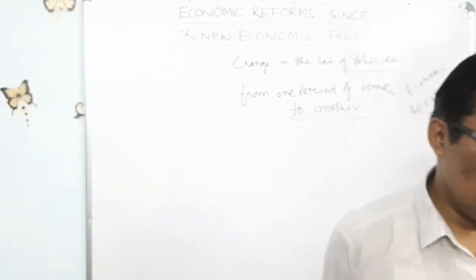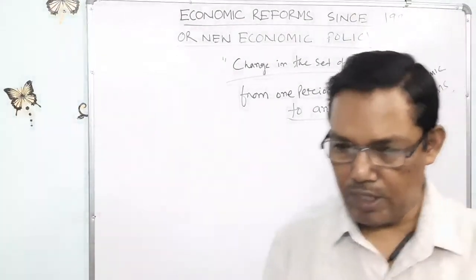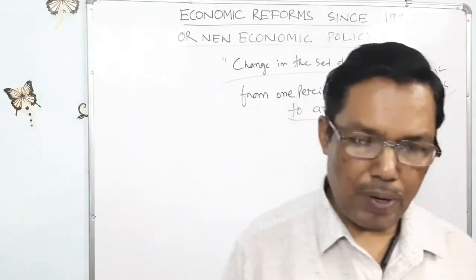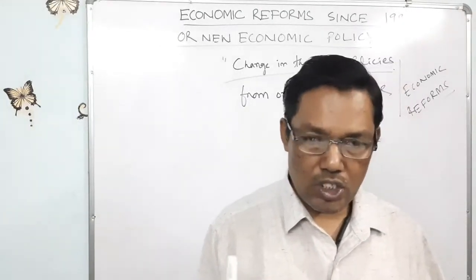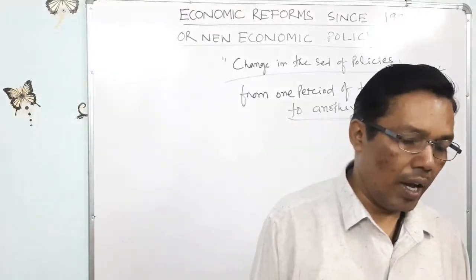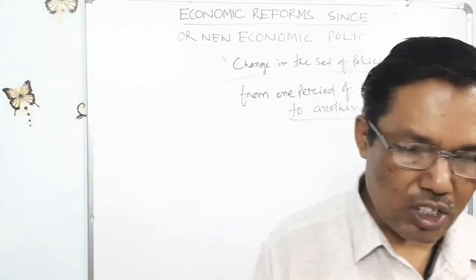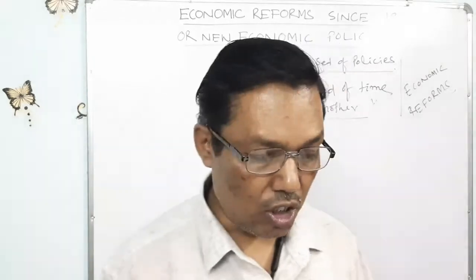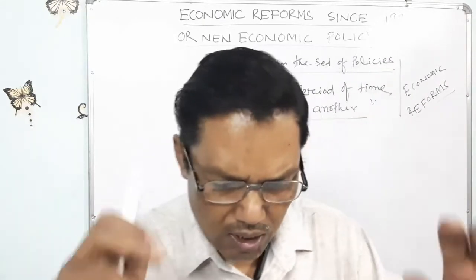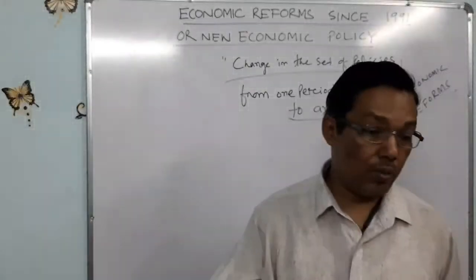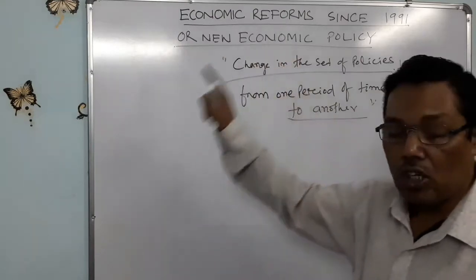So we have implemented different policies from time to time. The objective is that we become self-dependent, self-reliant, one of the most developed countries, and that we produce different infrastructure facilities, economic infrastructure and social infrastructure. Every country wants to become world number one. That is the objective. So that is why we change policy from one period to another. That is called economic reforms.